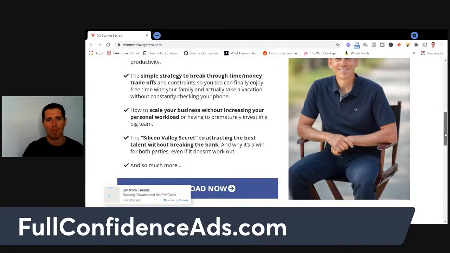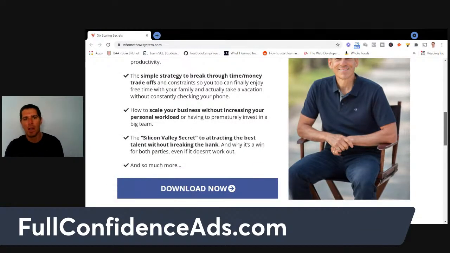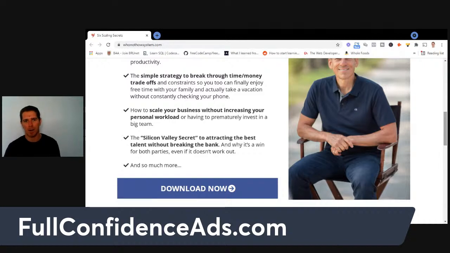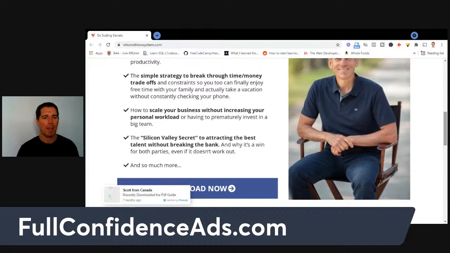The third one, how to scale your business without increasing your personal workload or having to prematurely invest in a big team. So again, that's one of the things, especially for his audience. It was all about, okay, I want to double my business, but that means I don't want to double my work time at the same time. So I'm trying to figure out, okay, how can I actually do this? How can I scale my business? I'm not ready to hire a team at this point. How can I find those little hacks along the way that get me there?